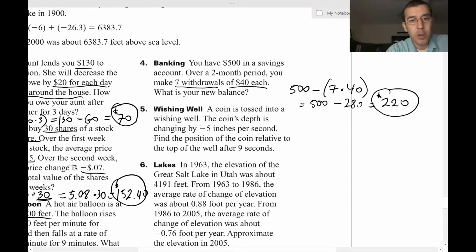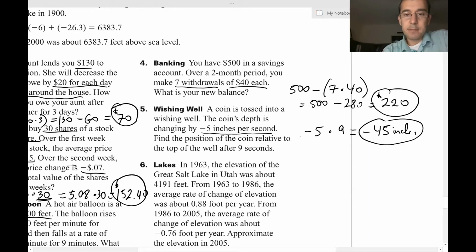Number 5, wishing well. A coin is tossed into a wishing well. The coin's depth is changing by minus 5 inches per second. Find the position of the coin relative to the top of the well after 9 seconds. So it's basically minus 5 times 9, or minus 45 inches. Okay.